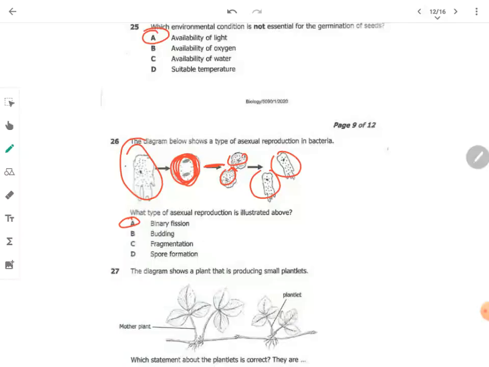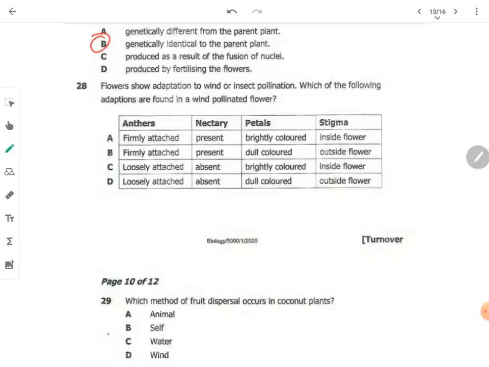you can even tell from here that these two are very identical to this. So these plantlets are identical to the mother plant. So the answer there becomes B. They are not just identical, but genetically identical. That means they have the same genes as the mother plant.